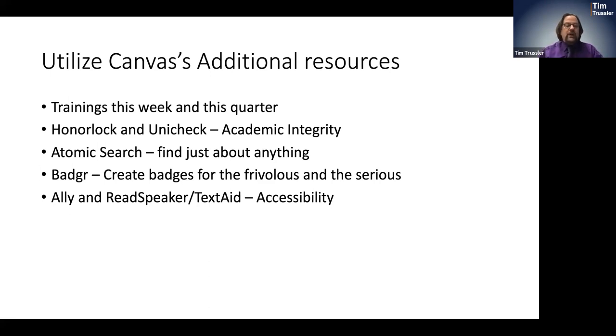So we're going to have a training about both of those this week. Be on the lookout for that. We're just going to walk you through the basic steps of how to do it and answer any questions you guys have on it. We've got some other features as well.